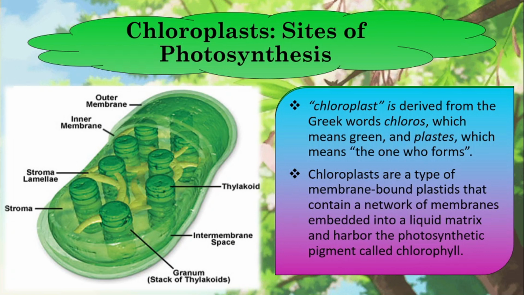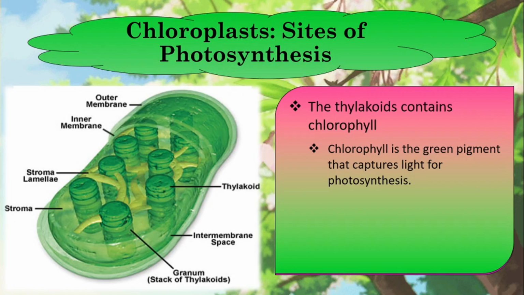Chloroplasts are membrane-bound plastids, embedded in a liquid matrix called stroma, and harbor the photosynthetic pigment called chlorophyll, which forms green. Chlorophyll is contained in thylakoids.